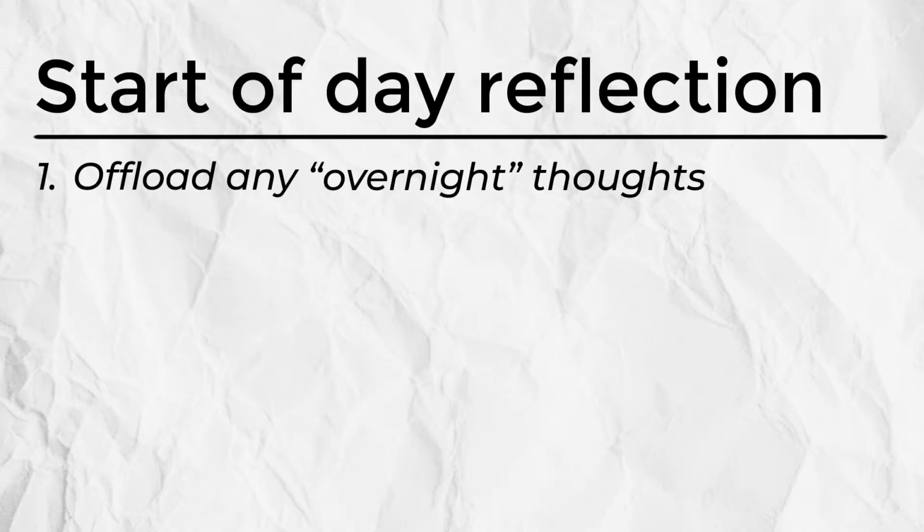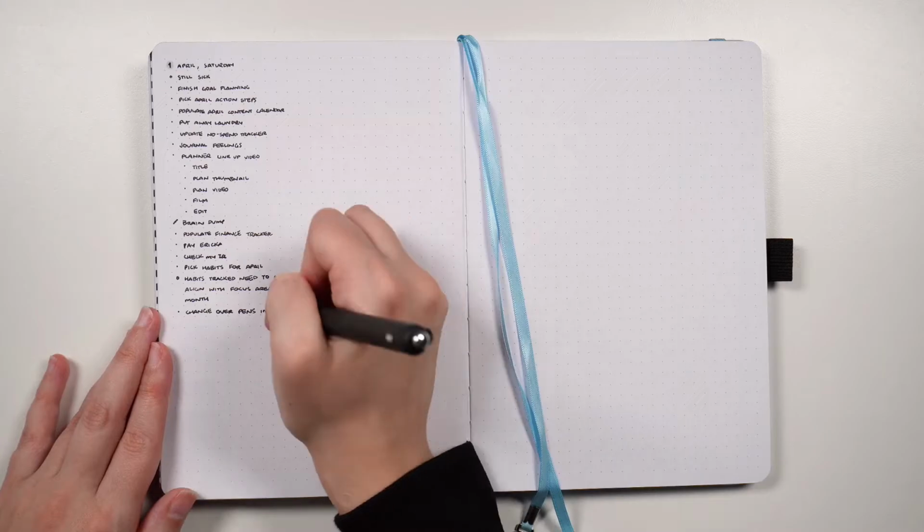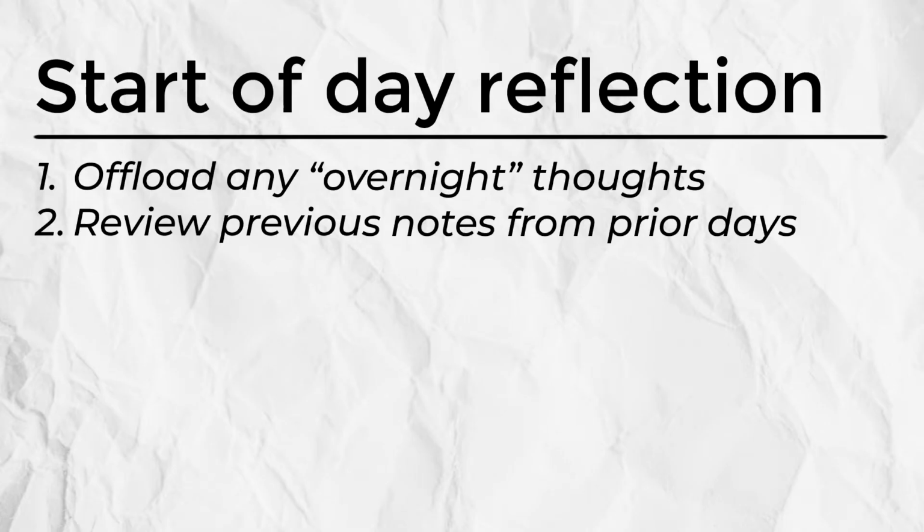In our start of day reflection though, this is where we're offloading any thoughts that you have before you get started with your day. I know some people don't like the term brain dump, so you could call this a mind unwind or something similar, but we're effectively just trying to get all of those thoughts out of our head and into our journals. The next step is then to review any notes from the day or days prior.